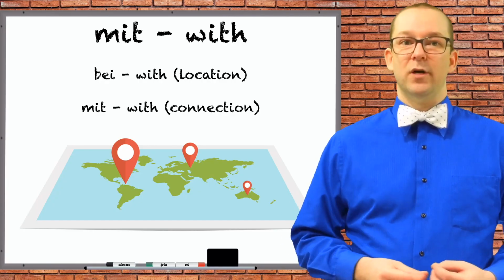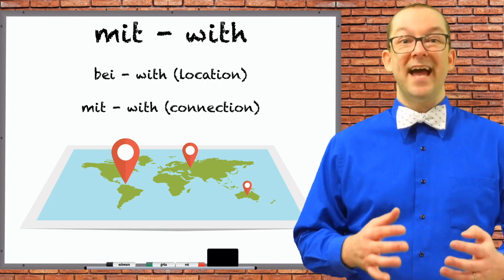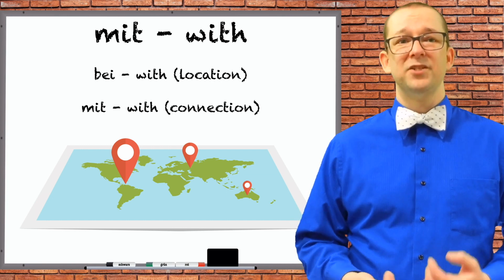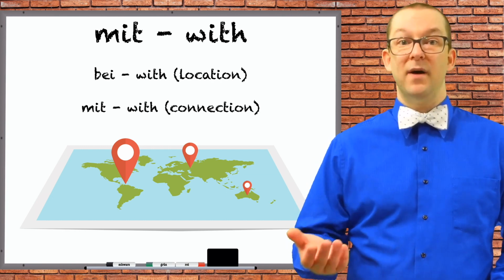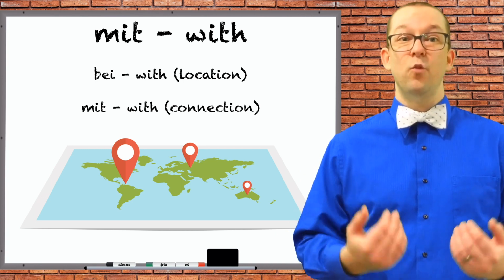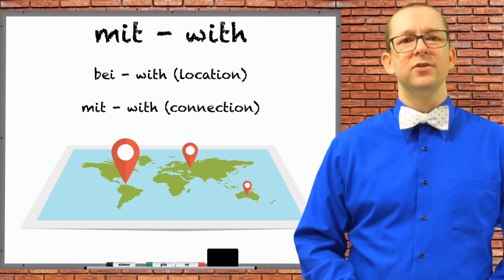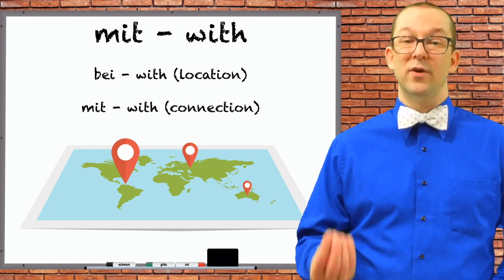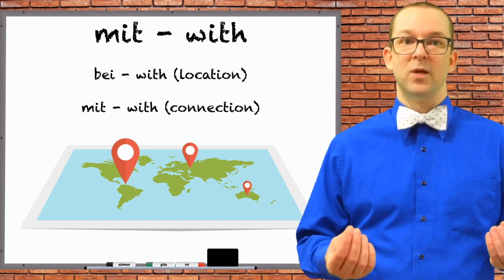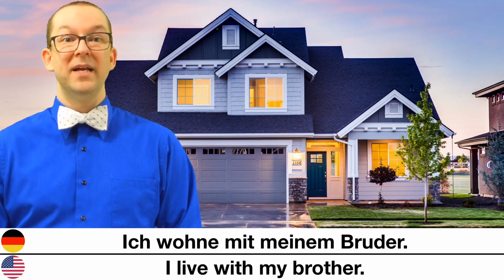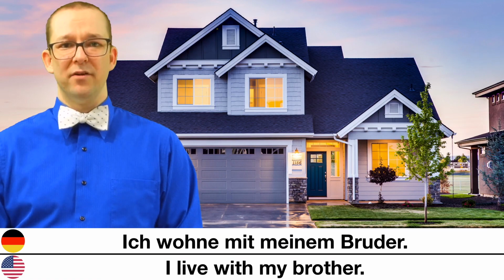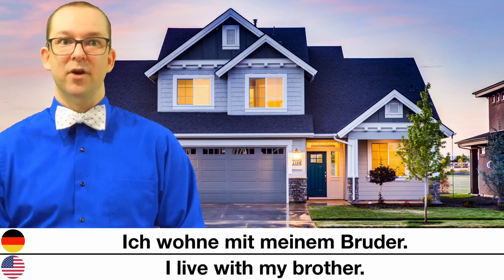Mit is an easy one. It means with and is used exactly the same as the English. As I mentioned before, the most difficult part of this preposition is deciding when to use bei and when to use mit when you mean with in English. The easy answer is that mit does not describe a location, but rather a connection, whereas bei will always show a location. Ich wohne mit meinem Bruder. I live with my brother. I live in the same place as my brother.